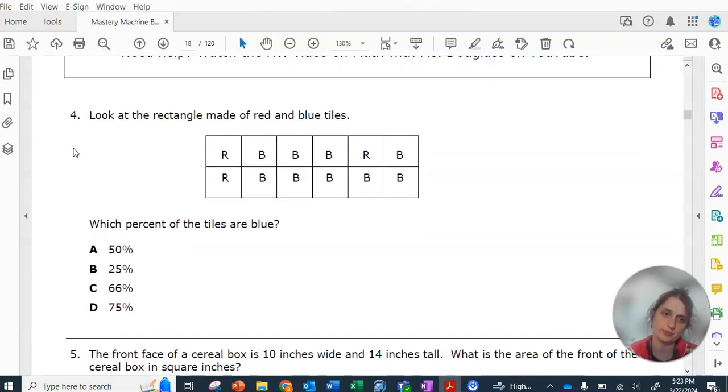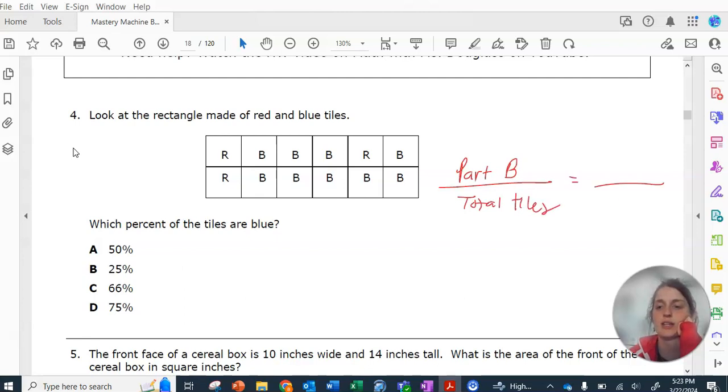Next page. Look at the rectangle made of red and blue tiles. What percent of the tiles are blue? To find the percent, you need the part that are blue out of the total number of tiles. And then you have to make it something equivalent out of 100.